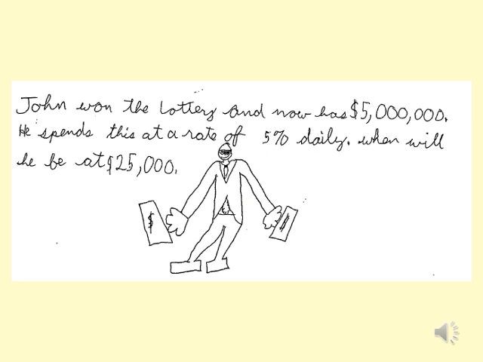And we're going to end today with a problem that's about the brother of somebody in this class. And it says here that John won the lottery and now has $5 million. He spends this at a rate of 5% daily. When will he have $25,000?